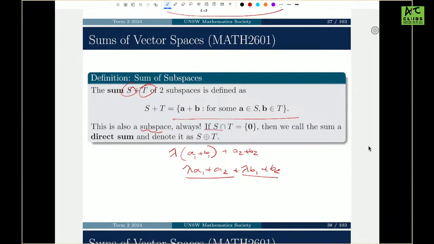Okay, so if the intersection S intersect T is just this, then we call the sum direct, and we denote it using this notation. Note that S intersect T will also always be a subspace.